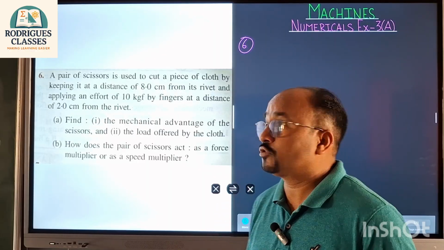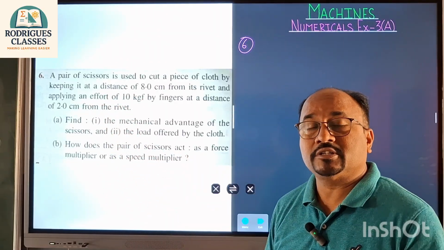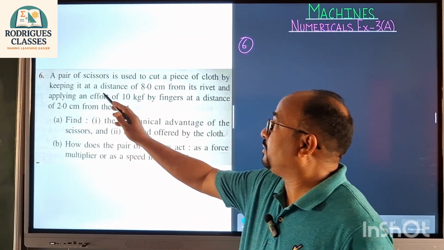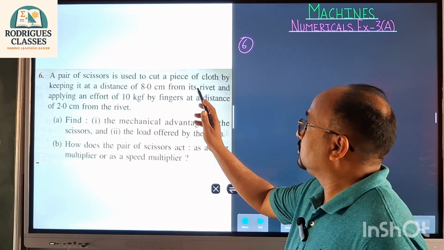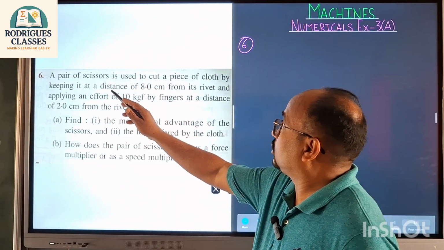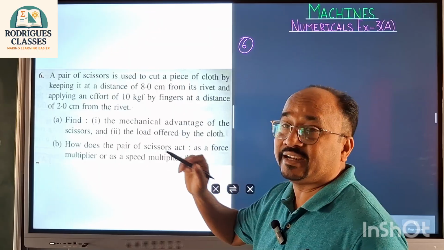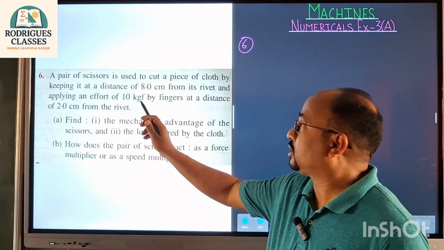So let us move to numerical number 6. A pair of scissors, remember scissors is a first class lever, is used to cut a piece of cloth by keeping it at a distance of 8 centimeter from a rivet. The rivet is the point where the joining is there. So the cloth which is being cut is the load, kept at a distance of 8 centimeters. So this becomes the load arm, and applying an effort of 10 kgf.